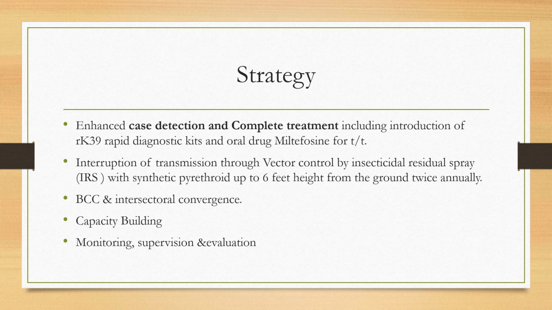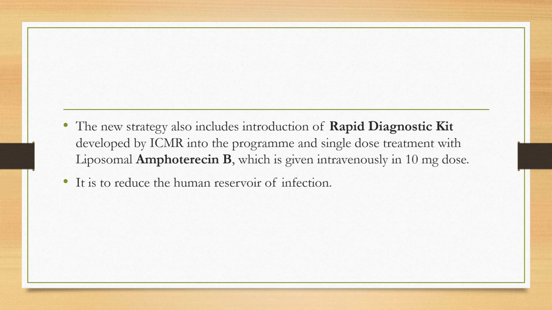during the transmission season. The other aspects are behavior change communication, intersectoral convergence, capacity building, monitoring, supervision, and evaluation. We also have rapid diagnostic test kits developed by ICMR available. In addition, single dose treatment with amphotericin B, which is given intravenously in 10 milligram dose, is available and is given to reduce the human reservoir of infection.